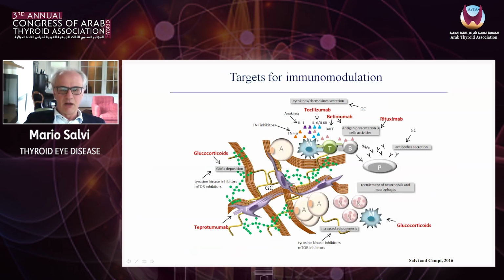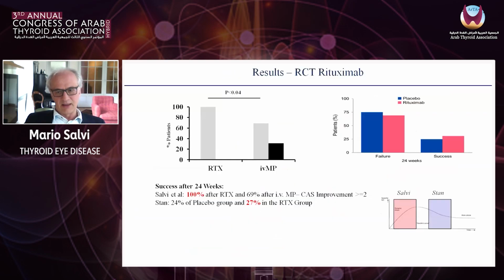As you see here, with immunosuppressive treatment, we can target immune cells, we can target cytokines, and we can also target the TSH receptor and the IGF-1 receptor on the fibroblast. And when we talk about rituximab, two randomized controlled studies were conducted. One was conducted in the States and one was conducted in Italy by our group. And while we observed a significant effect, especially on disease inactivation when compared to steroids, the US study could not show an effect when compared to placebo. And this is probably why.